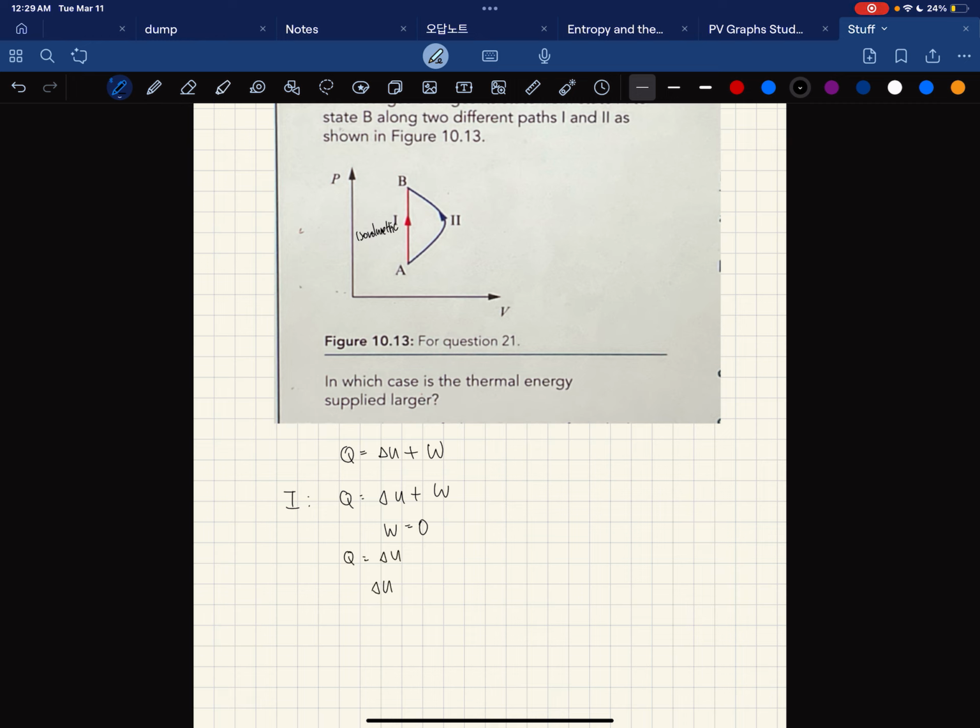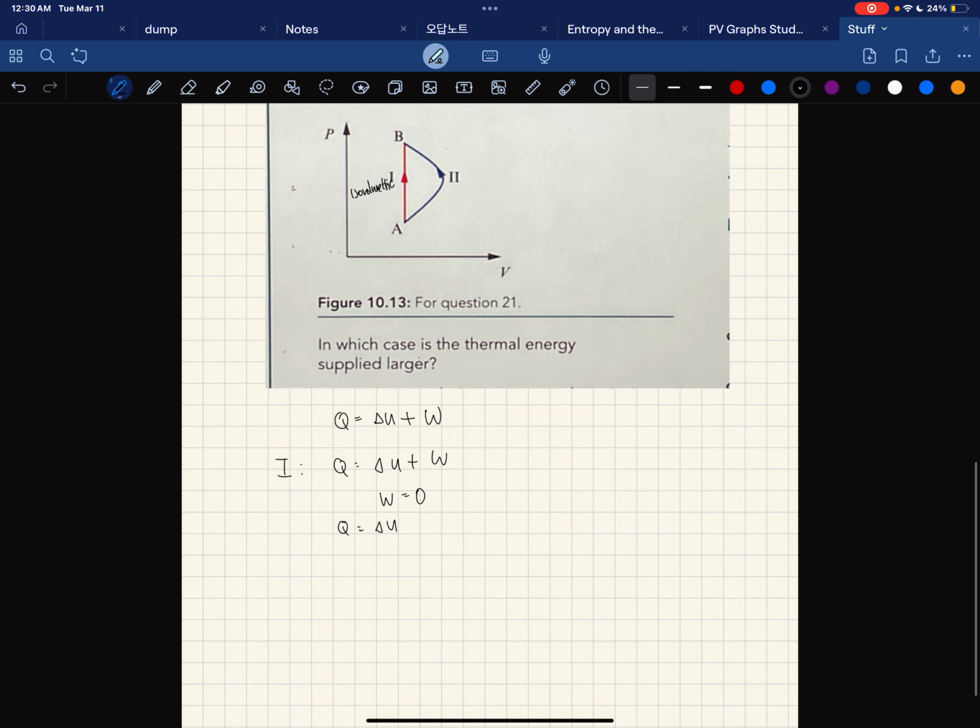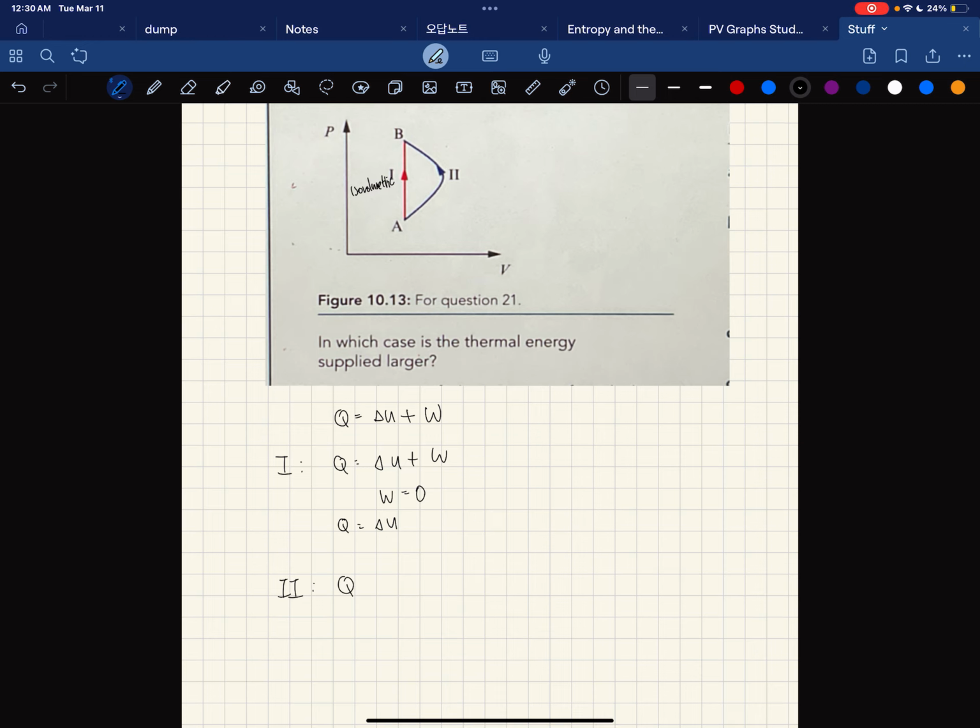Now, change in internal energy, we don't have to know this right now. We just have to know that for I, heat transfer is equal to this change in internal energy. I'll explain why we don't need to find out the change in internal energy a bit later. Let's then work out the heat transfer for II.